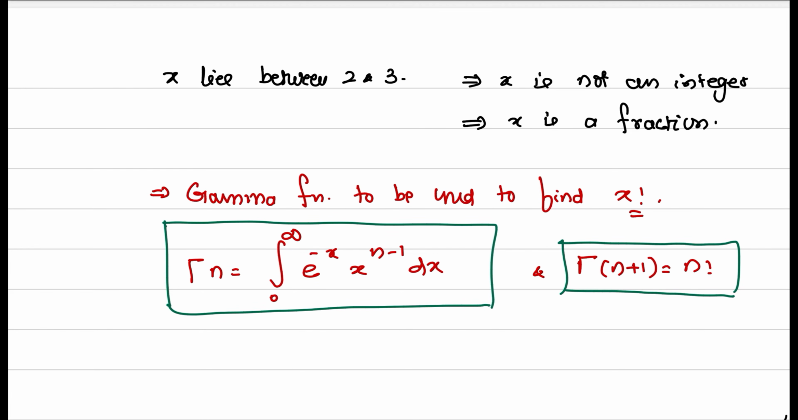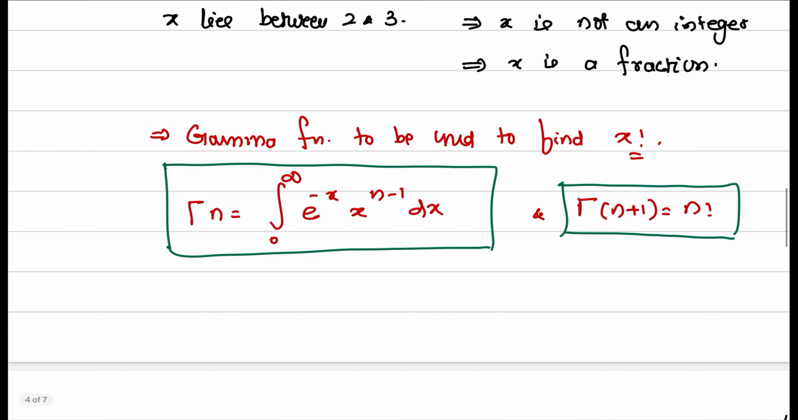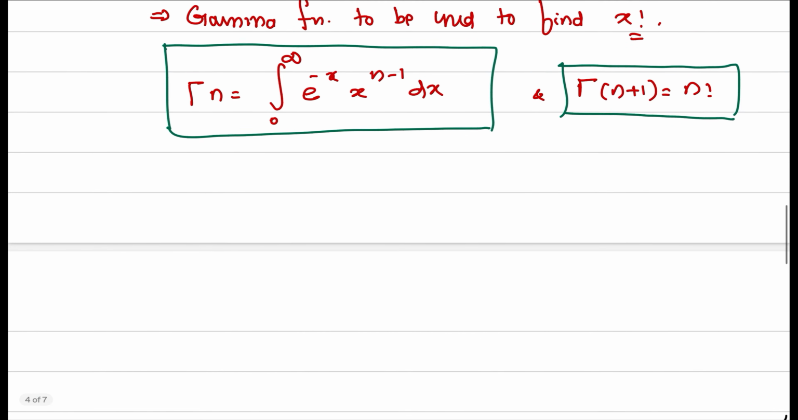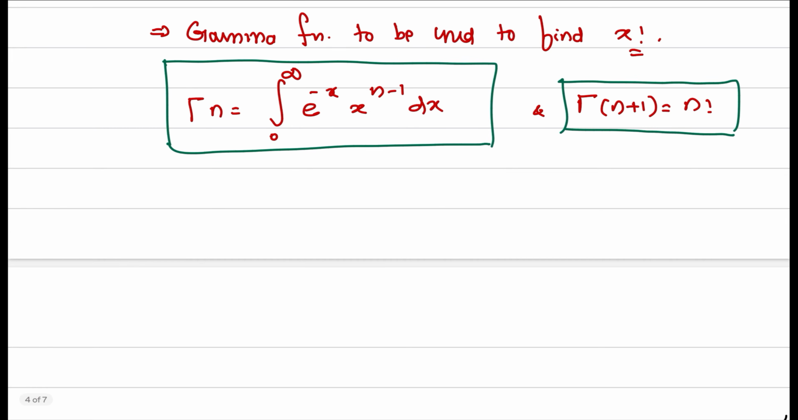the value of factorial x when it is between two integers and it's not an integer. It has a fraction or it's a rational number. Then like 2 by 3, 1 by 2, by using these two, and another thing, we got a value in the last two classes that gamma half is equal to square root of pi.